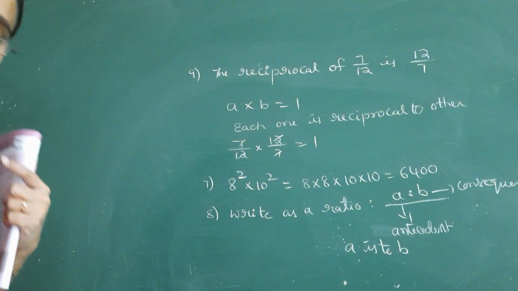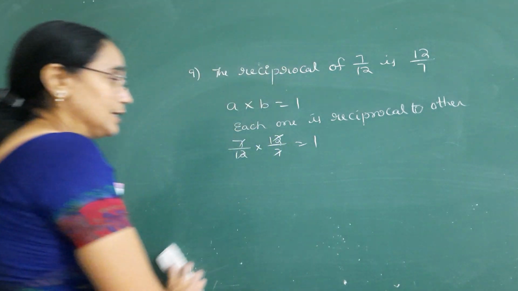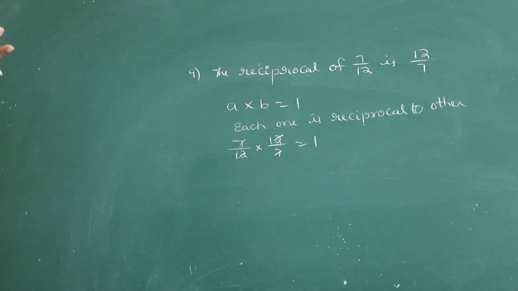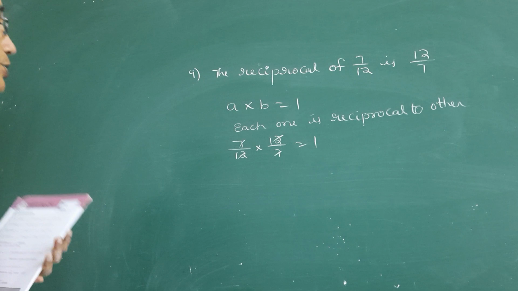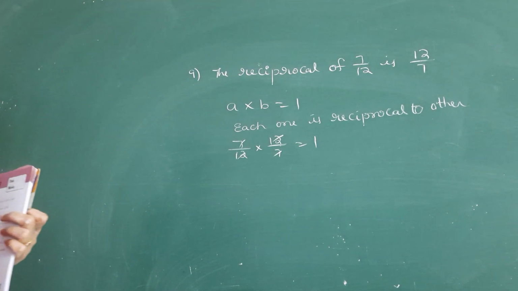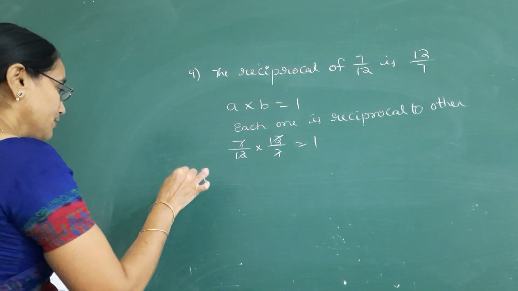Simply you have to change the numerator as denominator and the denominator as numerator. Okay, but the concept is that if the product of two numbers is 1, then each one is called the reciprocal of the other. So how much do you multiply with 7 by 12 to get the product 1? 12 by 7. So 12 by 7 is the reciprocal of 7 by 12.